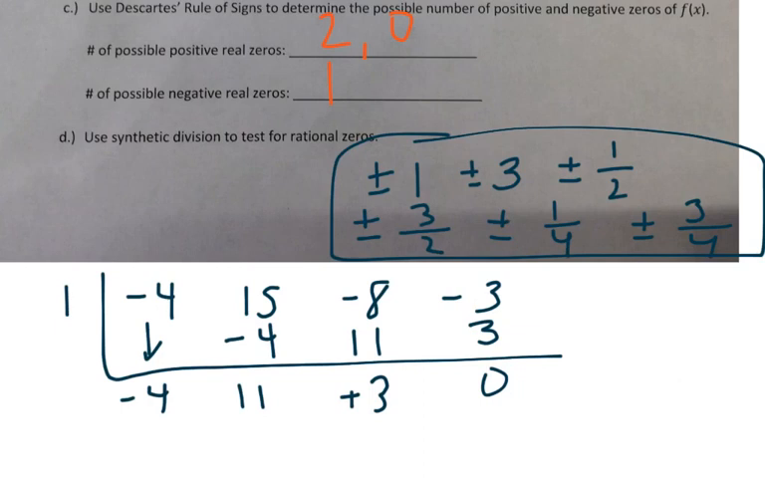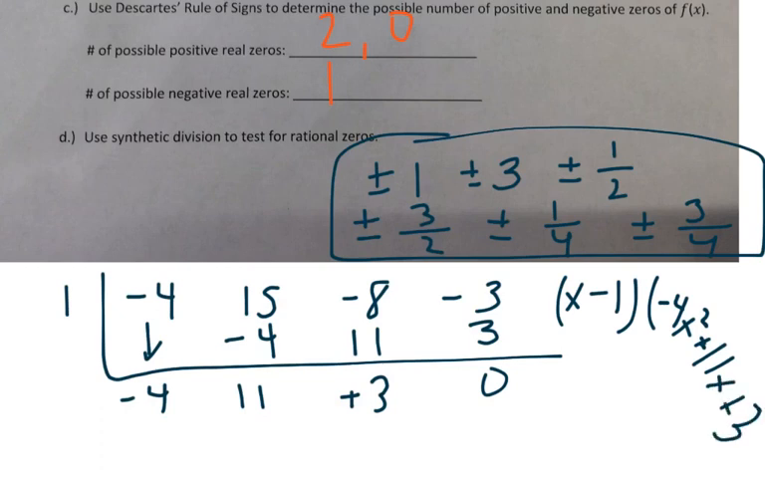So I know that I can separate that original polynomial into x minus 1 times -4x squared, sorry for the space, plus 11x plus 3. Now we can just use the quadratic formula on this to find the other rational roots.